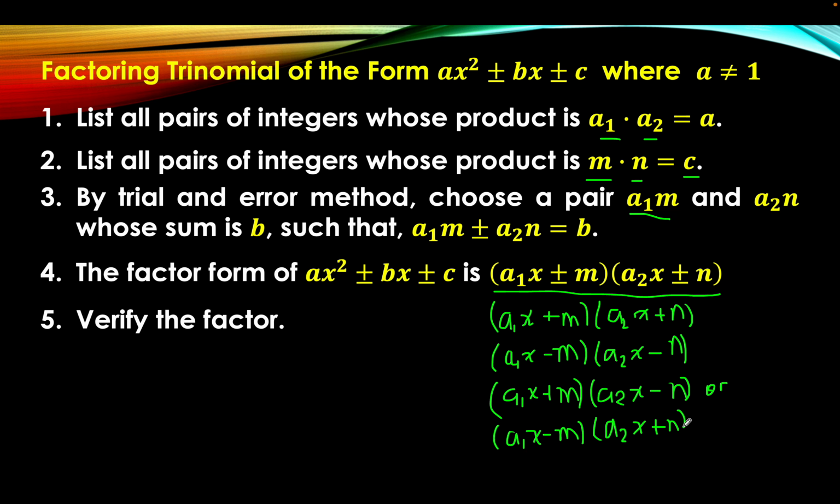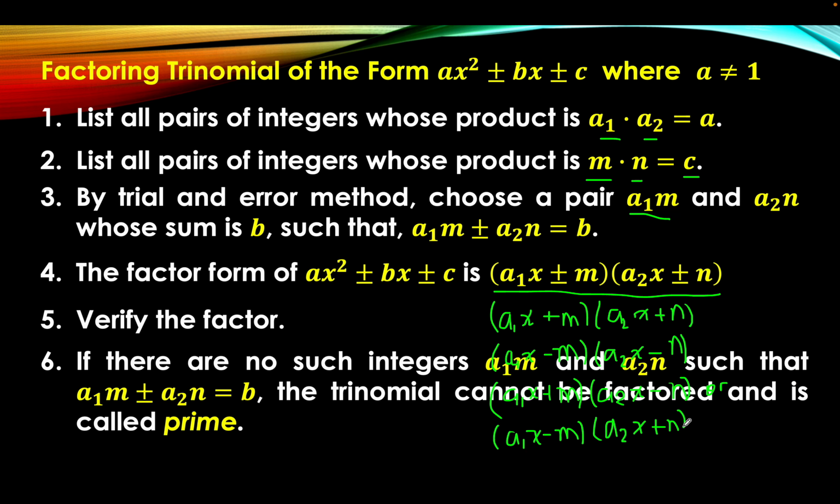And finally, as we all know, not all trinomials of the form ax squared plus minus bx plus minus c can be factored. Hence, in the event that there are no such integers, a sub 1 m plus minus a sub 2 n is equal to b, the trinomial cannot be factored and is called a prime polynomial.